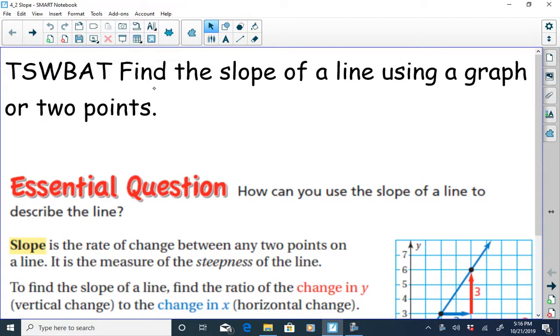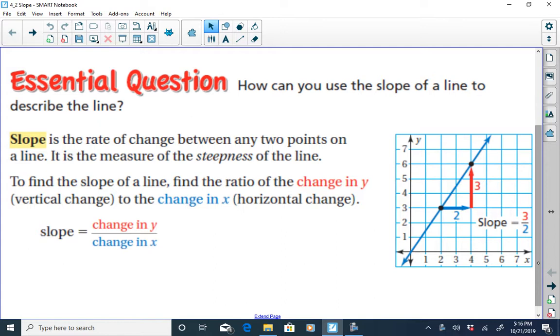Our lesson today is to be able to find the slope of a line using a graph, 2 points, or a table. Slope is the rate of change between any 2 points on a line. It is the measure of the steepness of a line. To find the slope of a line, we find the ratio of the change in y, or vertical change, to the change in x, your horizontal change.